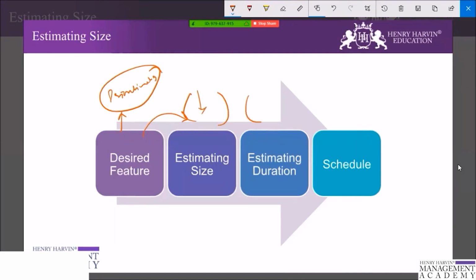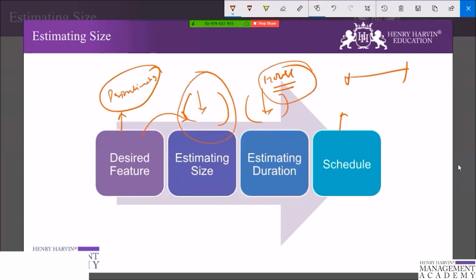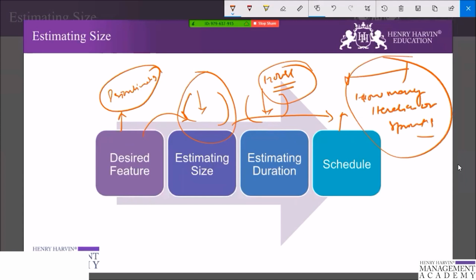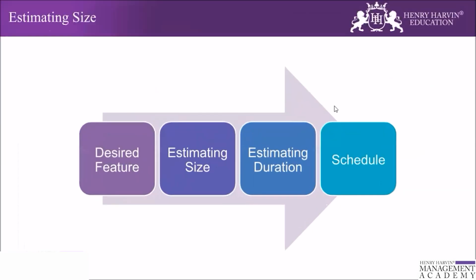How to estimate the size, we already know how to estimate the duration, that is the number of hours, and then we define the schedule, that is how many iterations. On the basis of this estimation of the size of the product, we are going to define the schedule of the project, that is how many iterations or sprints are going to be taken to complete the overall project. So estimation of the size is a very important concept, and moreover, the estimation of the duration of the project is also an important concept.